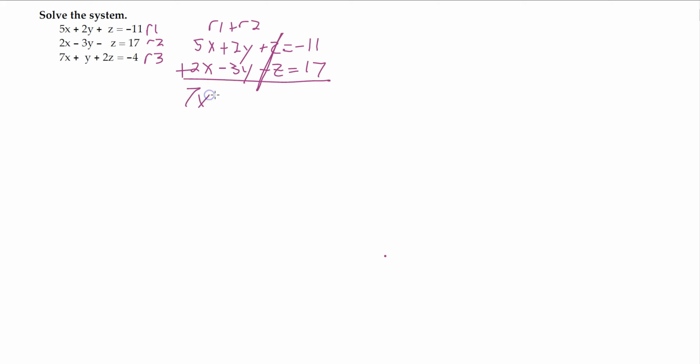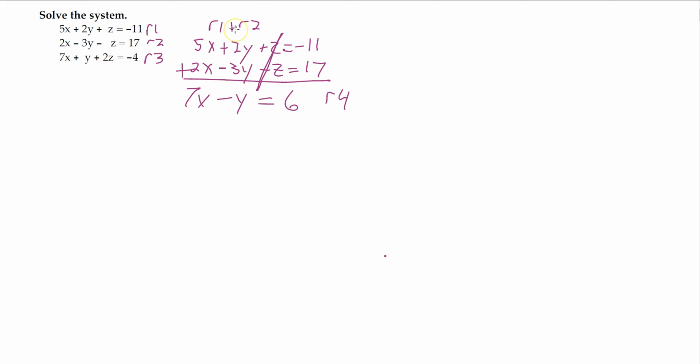But we don't just want to start eliminating any variables. We want to eliminate one variable twice. So we have 7x minus y equals 6. I'm going to call this row 4. Okay, so we have 7x minus y equals 6. We have achieved an equation with no z. We need another equation with no z.